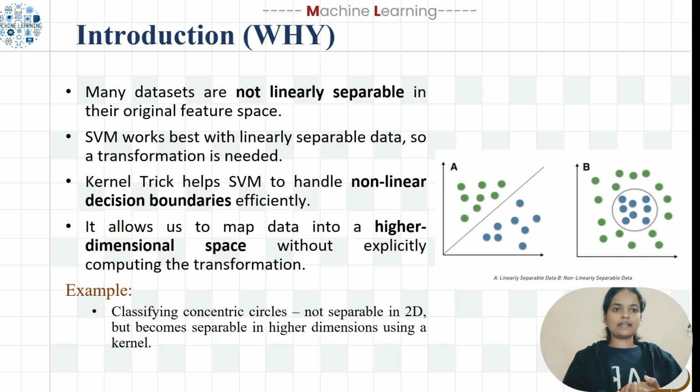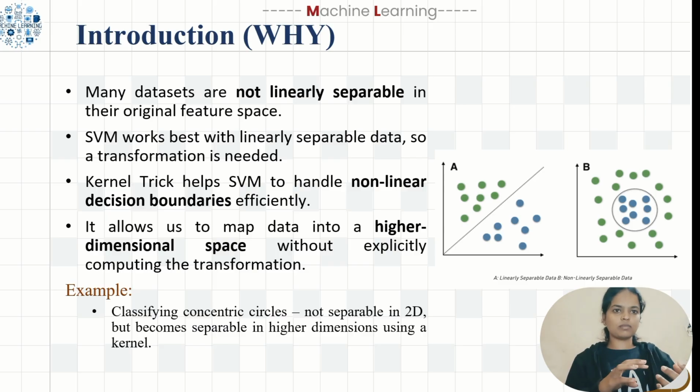So let's see the first slide. Many datasets are not linearly separable in their original feature space. SVM works best with linearly separable data, so it does not work its best with nonlinear data. And the kernel trick helps SVM to handle nonlinear decision boundaries efficiently. So, what exactly does the kernel trick do? It transforms the data into high dimensional space by using feature mapping.